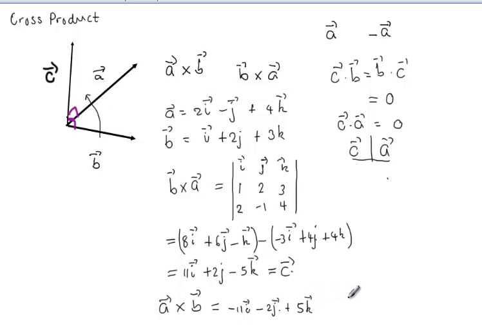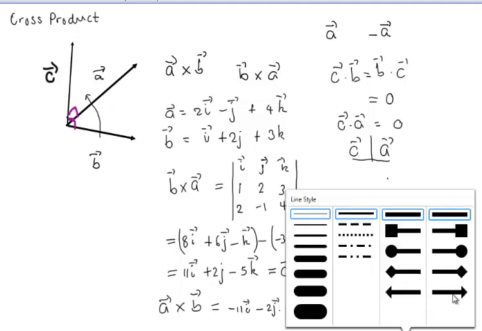Now, my question is, what is your observation? Because that's what I didn't want to tell you. I wanted you to do it, then observe and give me a conclusion. You see that A cross B is actually equal to minus B cross A. Now, if A cross B is going up perpendicular to the plane, what about this one? Down perpendicular.